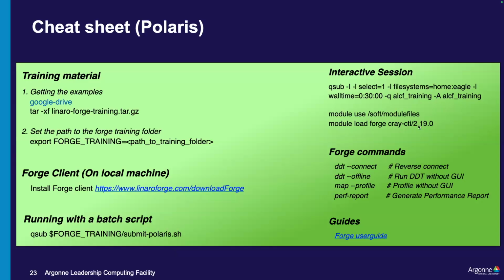So the latest version of Cray CTI is 2.19.1. But I tried that earlier and it didn't seem to be working with Forge. So I've reverted back to 2.19.0. So if you load this module, then it should work. If you do 2.19.1, it won't work. So I need to work out why that is.